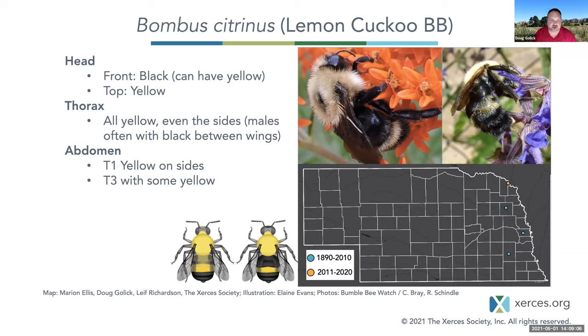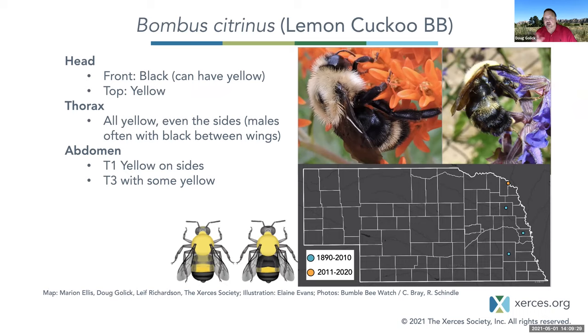This Bombus centrinus is not super common in our state. We did find one last year, everyone submitted last year, and I found a couple in the eastern part of the state here. Mostly yellow thorax and then sparse hairs on the abdomen with this sort of striped pattern. T3 is mostly yellow. So you're going to see quite a variation.